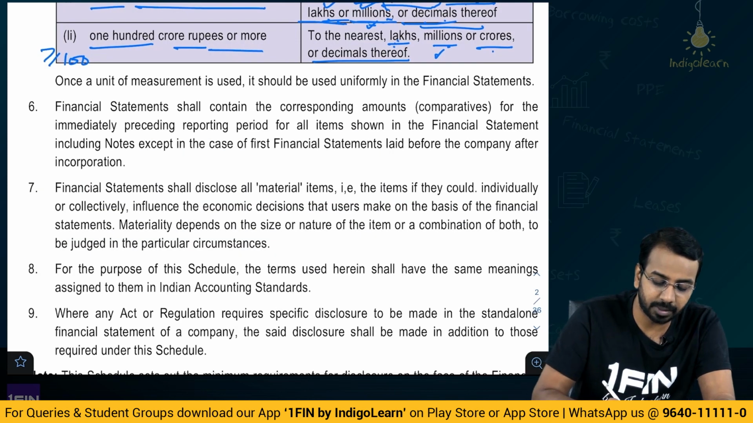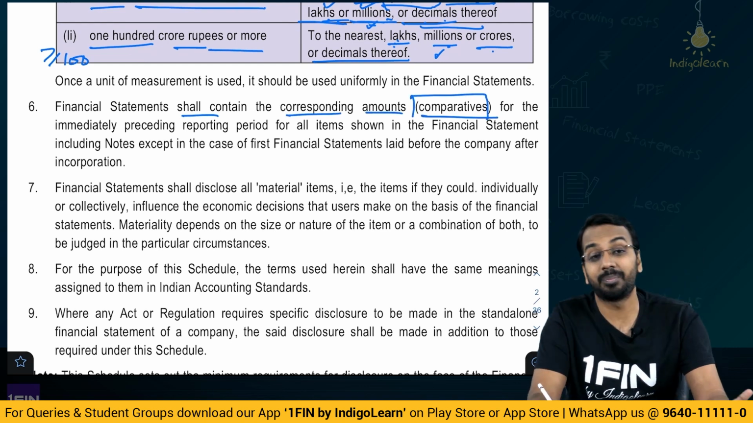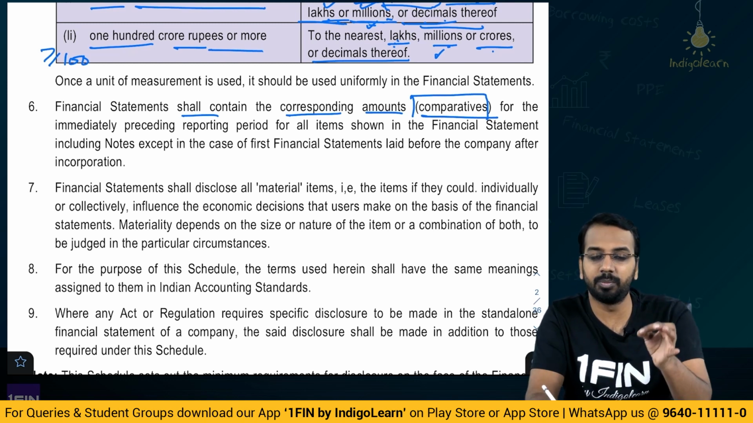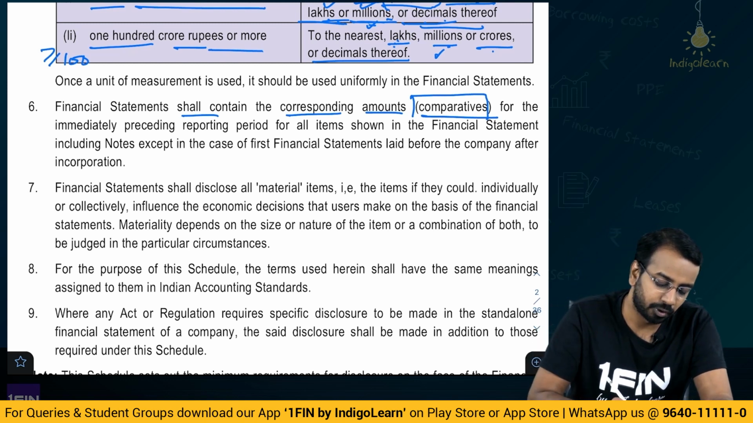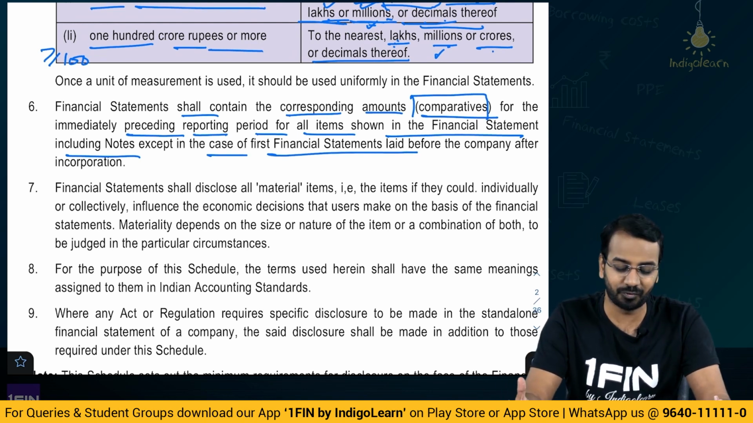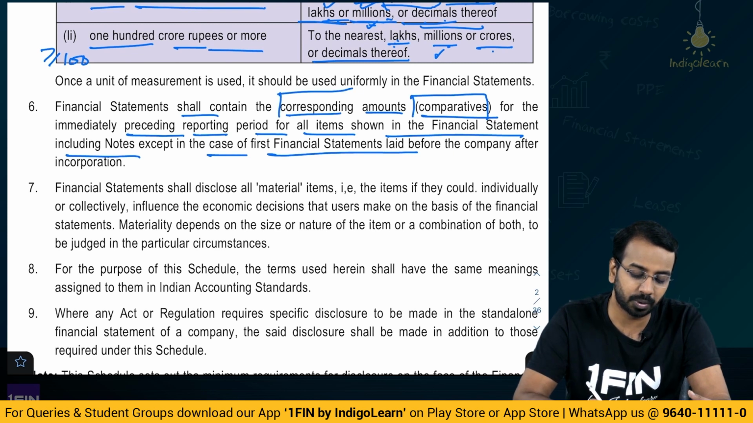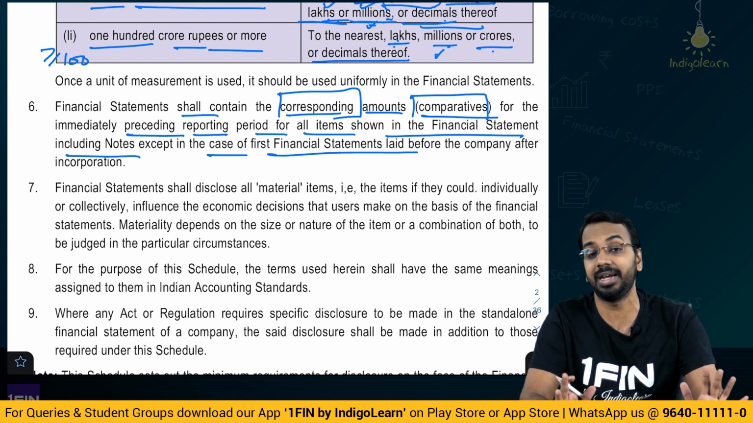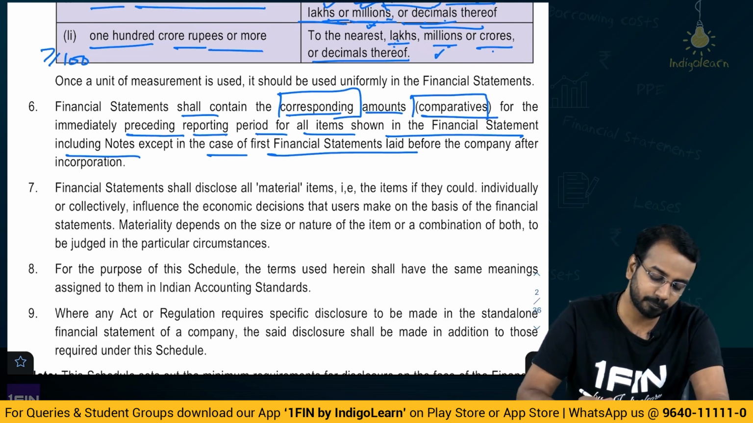Then financial statement shall contain the corresponding amounts, comparatives. So comparatives means what? The previous period figures for comparison purpose that would be given, and for which period? For the immediately preceding reporting period for all items shown in the financial statement, including notes, except in case of first financial statement. So in first financial statement, of course, you will not have preceding figures, but otherwise you will have corresponding amounts, and in some cases you may have a third balance sheet, the opening balance sheet, where the respective standard requires.